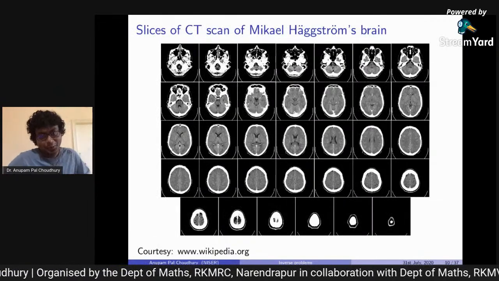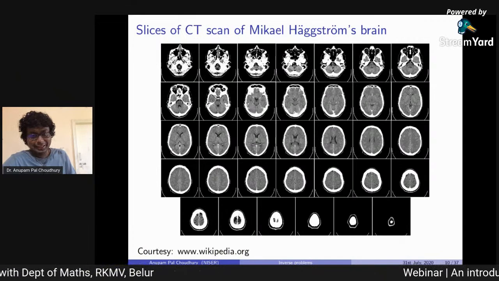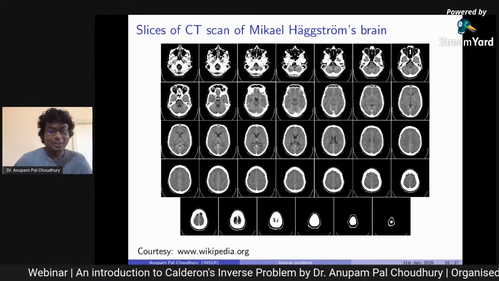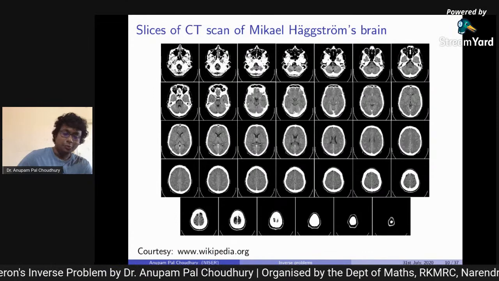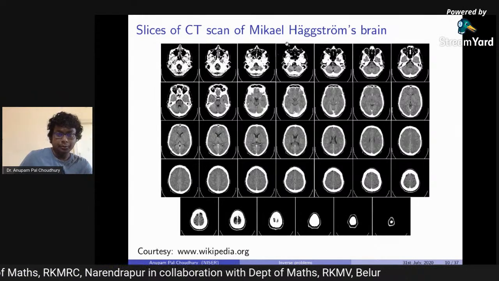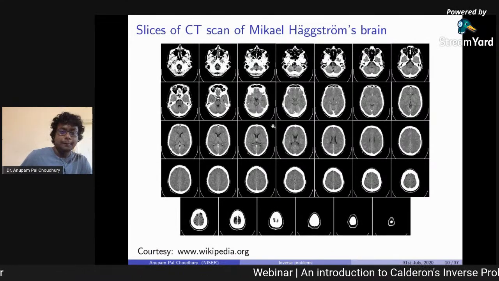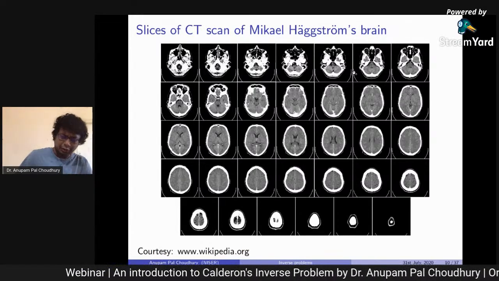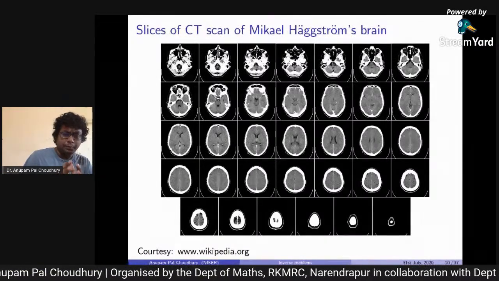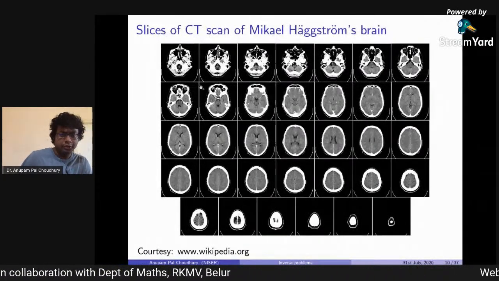Okay. The next few examples are coming from medical imaging. I understand this is not the right time to show all these bad images. You all want to avoid these things, but it is very important from the perspective of imaging and from our daily life. So this is just a slice of a CT scan of someone called Michael Hagstrom. Obviously I do not know how to read these things, but all these images are from Wikipedia. He was having some brain tumor or something like that. So essentially, that sort of issue was found out through this CT scan.